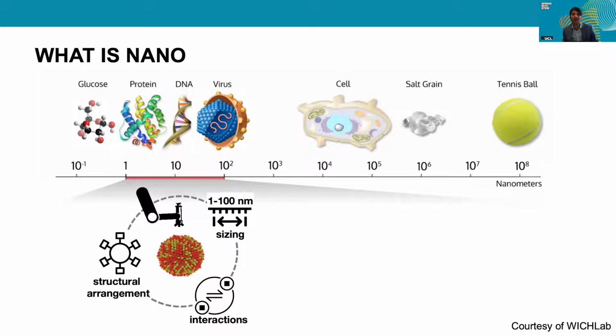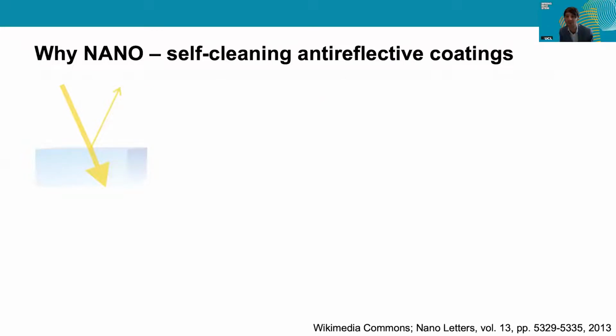Okay, so in my group, we are really interested in nanoscale science because we want to design materials that can effectively interact with these biological entities. We want to design materials that can detect proteins, that can recognize DNA, that can kill viruses. And so we need to have this kind of structural control. We need to have the right size, and we need to be able to tune interactions between our materials and those biological entities. And some examples I want to show to you today. Okay, so the first example, why nano?